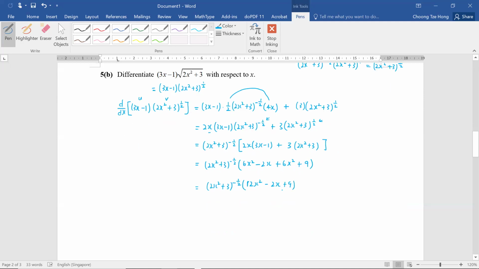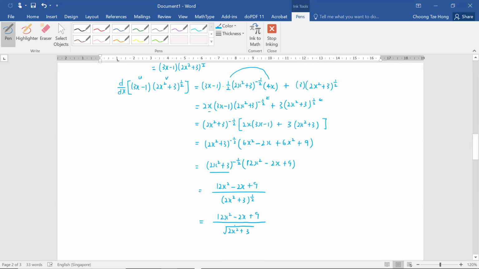Let's return this term to the positive index form. So you'll get 12x squared minus 2x plus 9 over 2x squared plus 3 to the power of half. Then just write it in the square root form. So you get the square root of 2x squared plus 3. Alright, so this would be the final answer for this question.